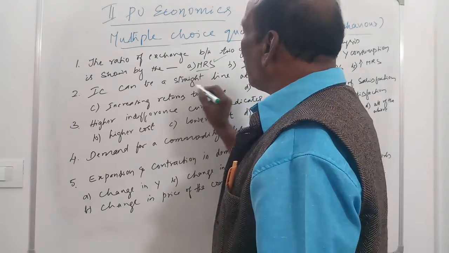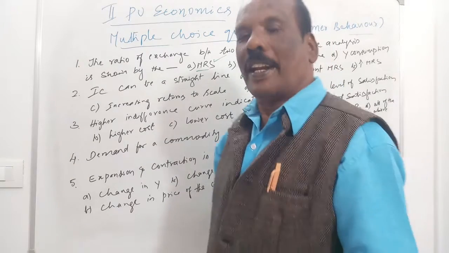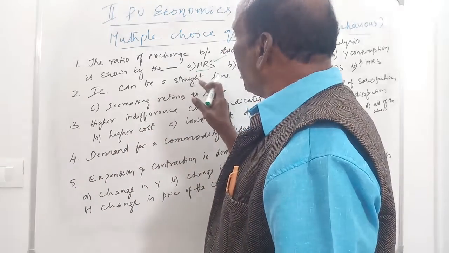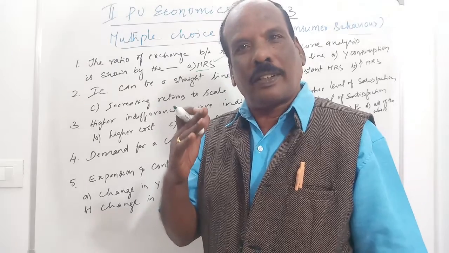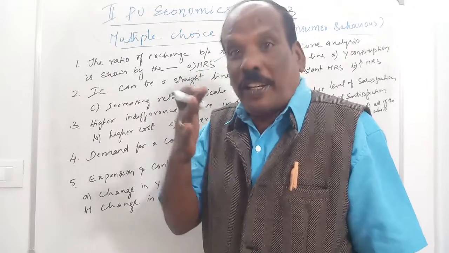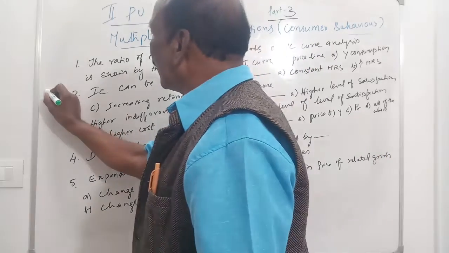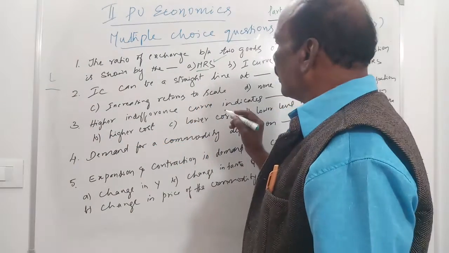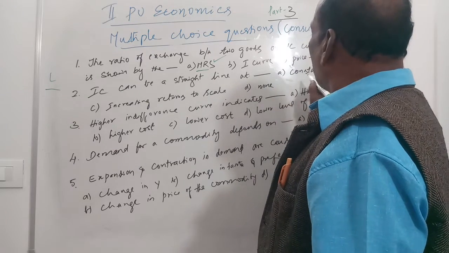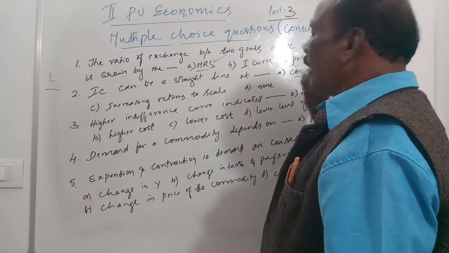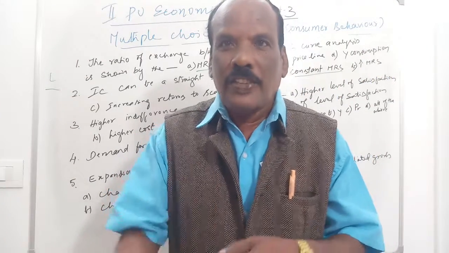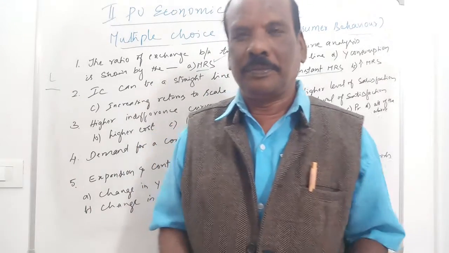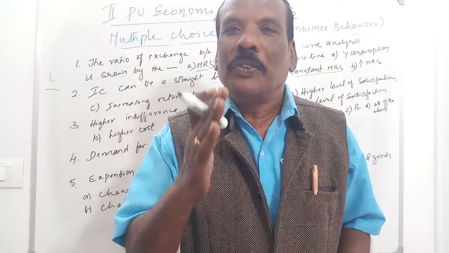IC, that is indifference curve, can be a straight line at. It cannot be in the real sense, but it is just shown how it will be. You know, IC curve is not a straight line. It is convex to the origin. If it is a straight line, what does it show? It shows constant marginal rate of substitution. If the exchange of one good for another good is constant, the indifference curve will be a straight line.